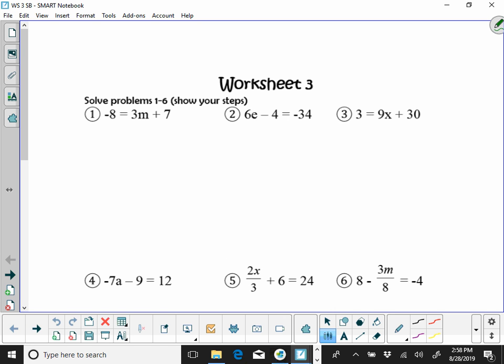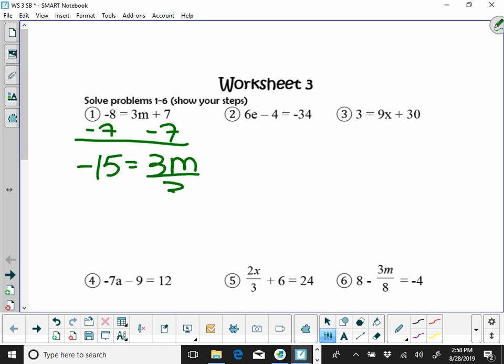So we're going to start with problems 1, 2, 3, 4, which are all of your two-step equations like you had on your quiz today. So for instance, for problem number 1, we're going to move our 7 first. So negative 8 minus 7 gives me negative 15. And then we're going to divide by our 3, and m would equal negative 5.